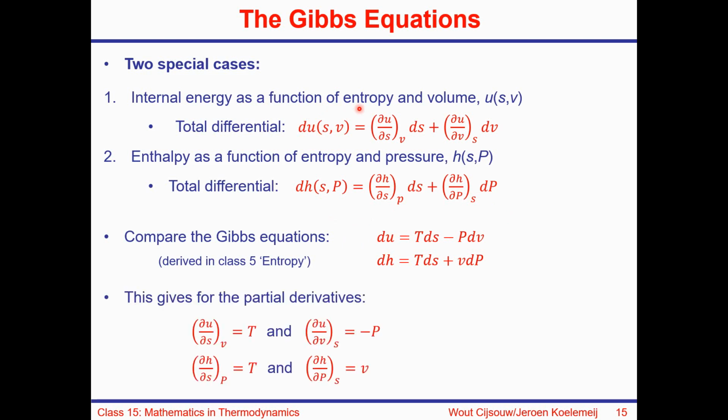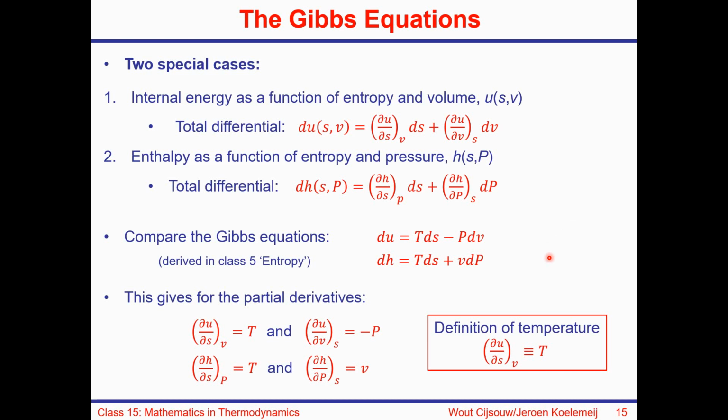And it turns out, on closer inspection, that this partial derivative is actually equal to t. And this partial derivative is actually equal to the minus p shown here. So in this case, we can find partial derivatives from equations that we had derived earlier on. It also allows us to define temperature in a different way. Temperature is here defined as the partial derivative of internal energy with respect to entropy for a fixed specific volume.